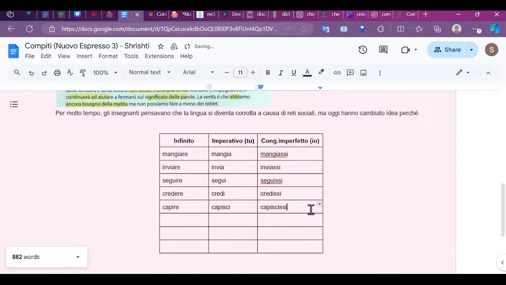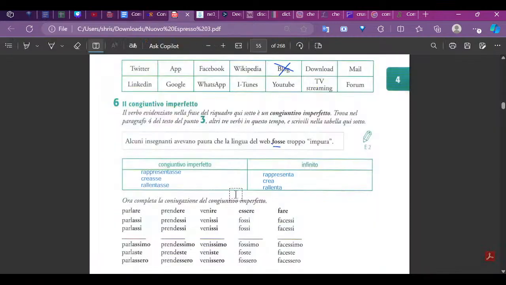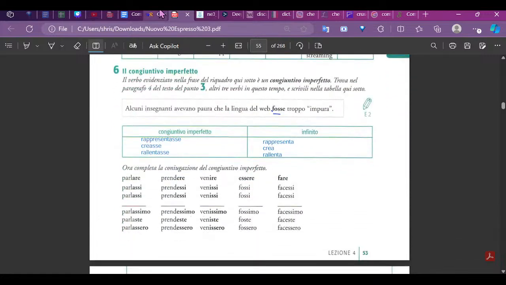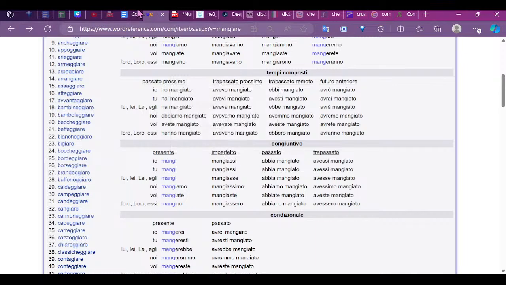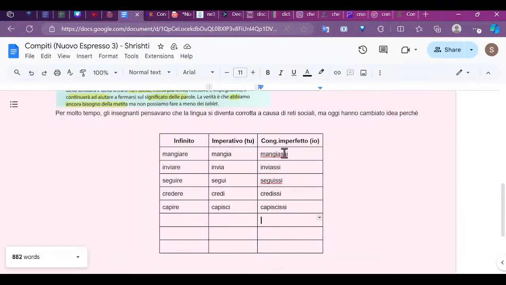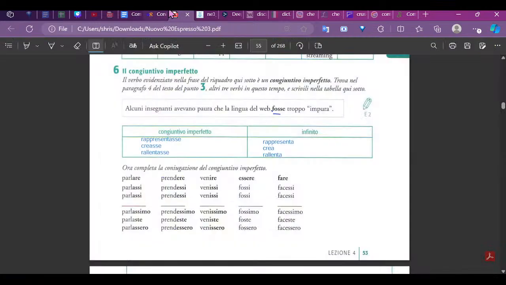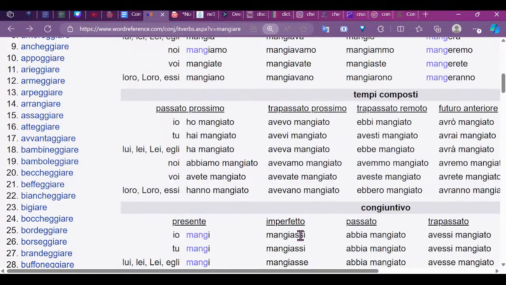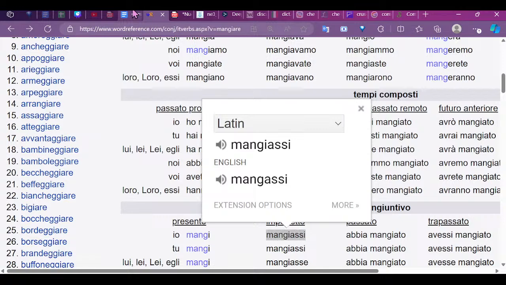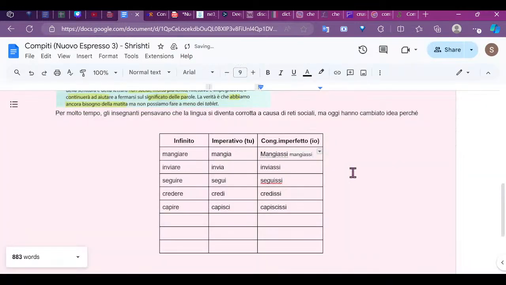I see the red lines, so don't laugh just yet. What's wrong with mangiassi? That's weird. You can see it right here. Mangiassi. Did I spell it incorrectly? No. Am I blind? Mangiassi. It's the same thing. Let me just copy that and see. Yeah, it's the same. Mangiassi. I have no idea what happened.